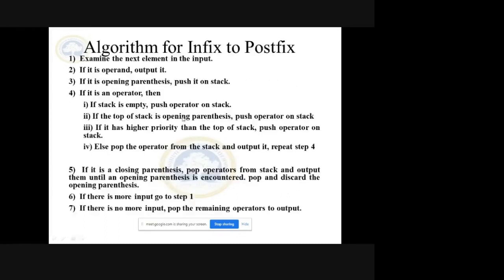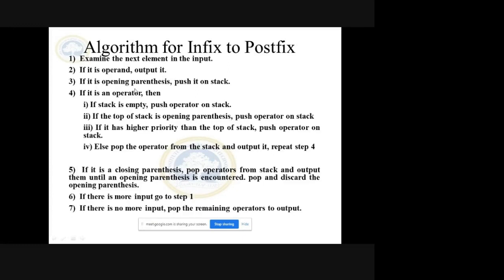Now see here, this is the algorithm. When you get a particular infix expression, your first step is to scan each element one by one. Examine each element in the input. If it is an operand, that is an alphabet or number, you have to output it, that is, display or print it, or place it in the output value. And if it is an open parenthesis, you push it inside the stack.